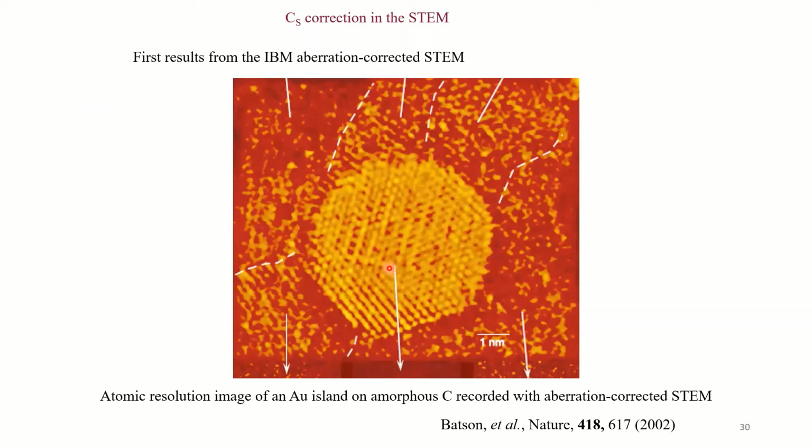And when they imaged with this type of corrector, so this is the probe corrector, it's used for STEM. Here you can see a small gold island on the amorphous carbon. And you can still see that you have atomic resolution here. You can see the gold atoms.